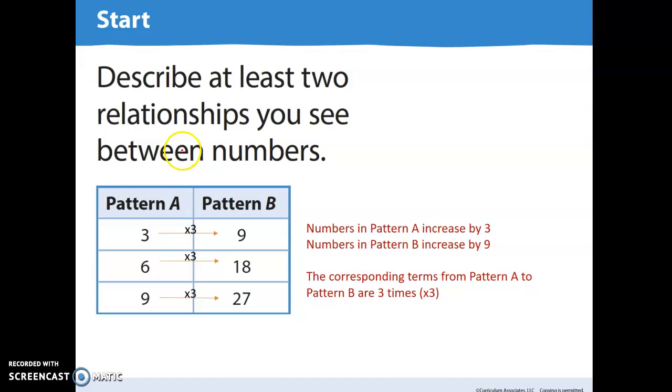So if you're doing the pattern of A, then it increased by 3 each time. If you did the pattern of B, it increased by 9. And then if you did the corresponding terms for pattern A and B, from 3 to 9 was times 3, and 6 to 18 was times 3. So those would be 3 times greater each time. Okay?